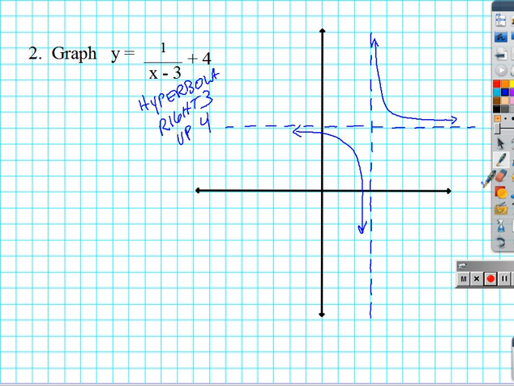Obviously in the quiz, any parent family that you've already learned about would be fair game. Quadratics, cubics, hyperbolas, exponentials, etc. Linear, don't count on that.